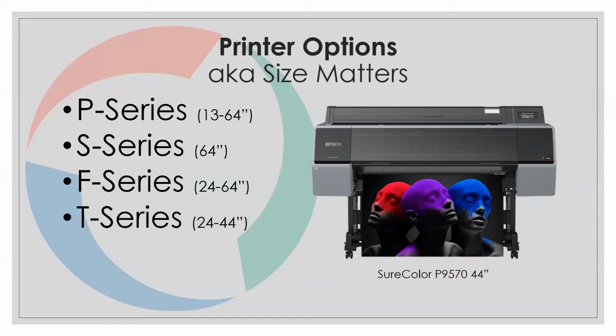So we want to make sure that we have enough information to send to these units. So that way, when we do go to print, whether we need to do a 13, or maybe we might need to do both a 13 and a 64-inch print, we want to be prepared for that. And then same with the F series and the T series. We work all the way from 24 to 64.